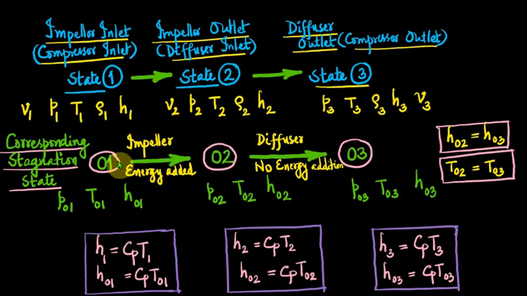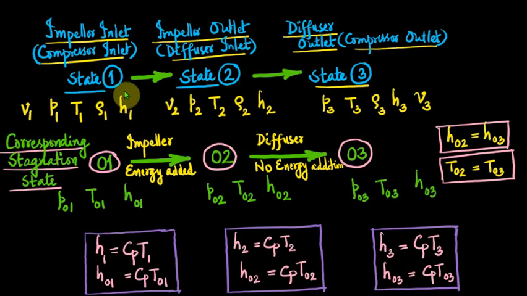Welcome to the fourth lecture on centrifugal air compressors. In this session, we will consider the expression for work done in terms of stagnation properties and some important relations for centrifugal air compressors.